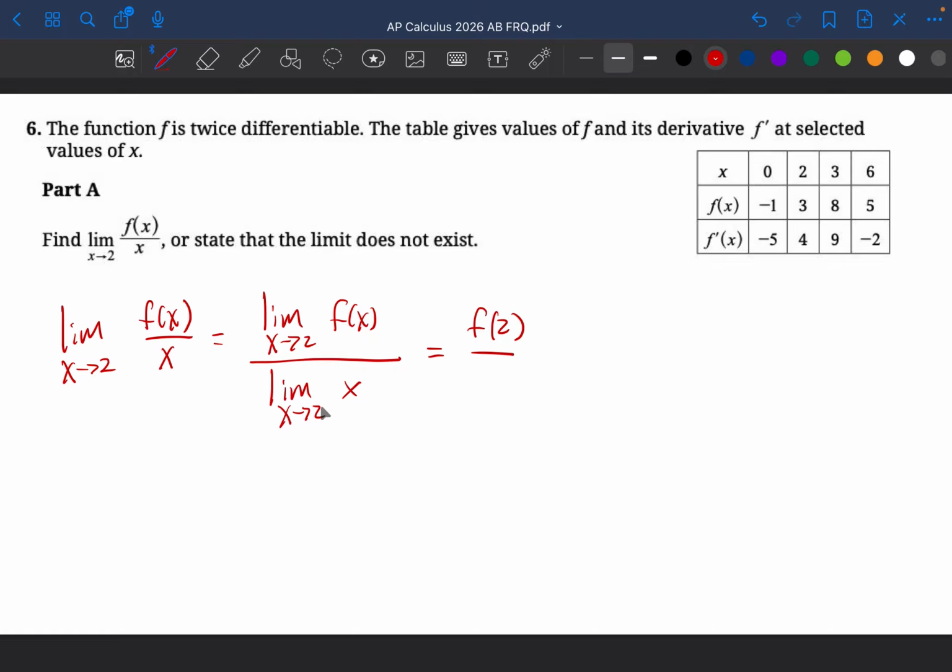Now this limit on the bottom is pretty straightforward. X is continuous. As x approaches 2, this approaches 2. Now when we consult our table, f of 2 is equal to 3. And that is the value of our limit.